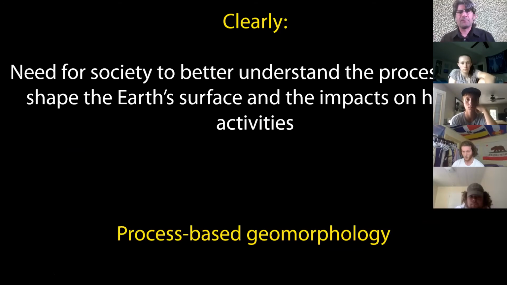Okay. So clearly, there's a need for us to understand processes that shape the surface of the earth, because human activities are located at the surface of the earth. And so we in geomorphology are in a great place where we can start to understand these processes and how we as societies can make better decisions to keep people and infrastructure safe.